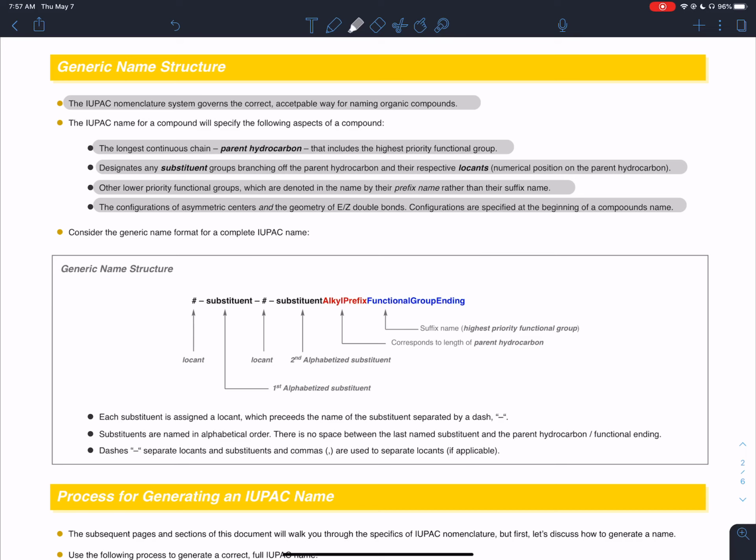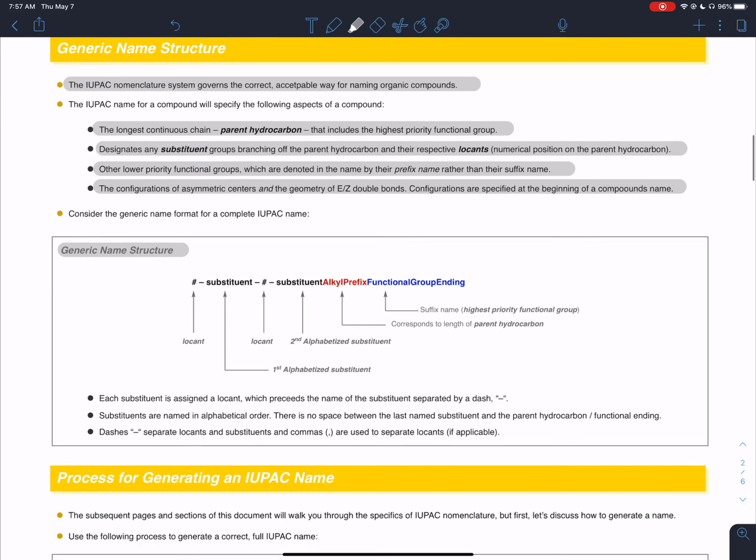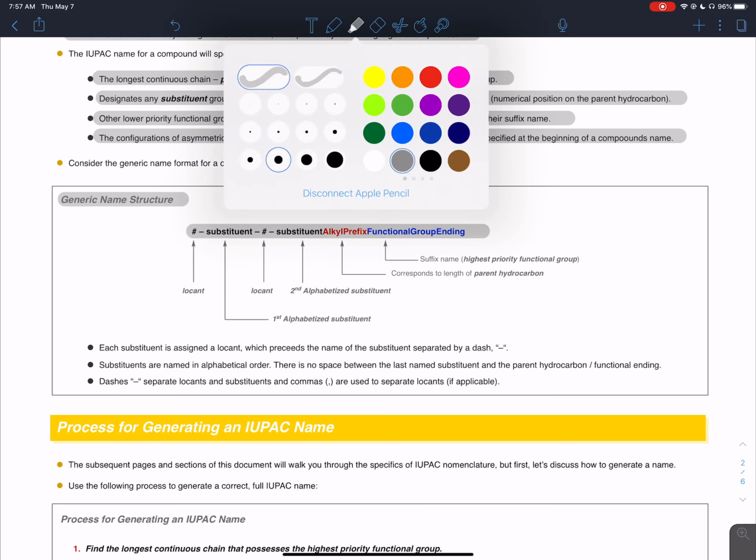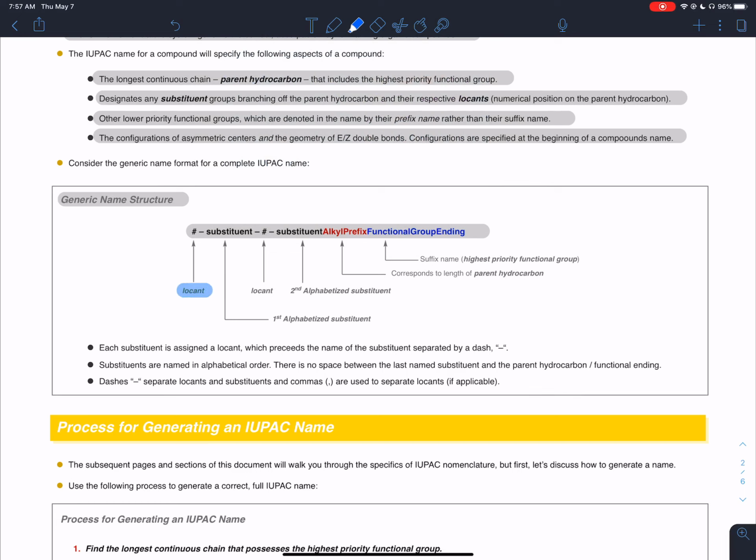Okay, so quick recap there. We have to define the parent hydrocarbon, which is essentially our reference point for everything else in the structure. We will then designate substituents branching off the parent hydrocarbon, and we have to denote any other functional groups present in the compound. So now let's talk about the generic name structure, because this is really important to have down. In the name structure, we will have essentially a locant, dash, substituent, dash, locant, dash, substituent, our alkyl prefix, and then our functional ending. So these numbers represent locants, and the locants again are the positioning, the reference point on the parent hydrocarbon.